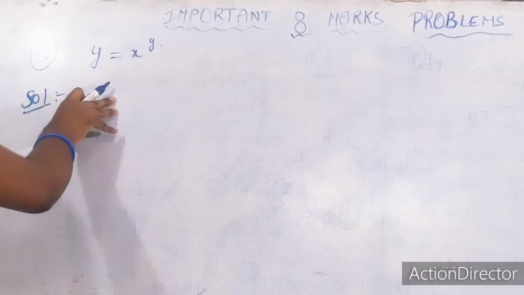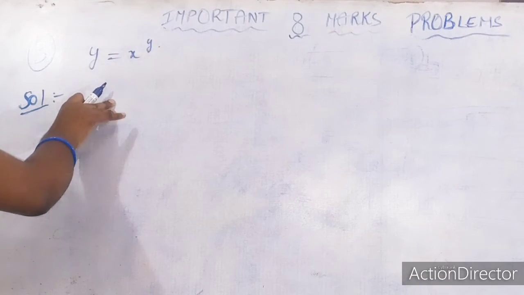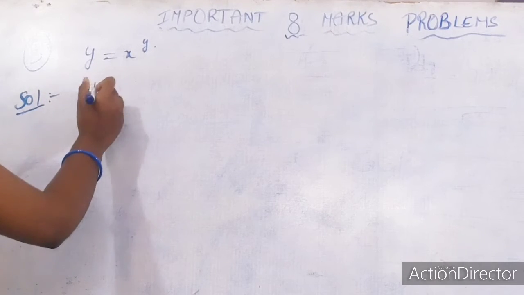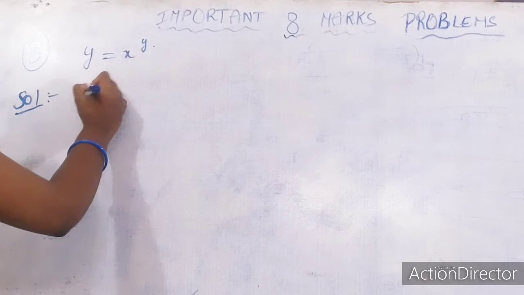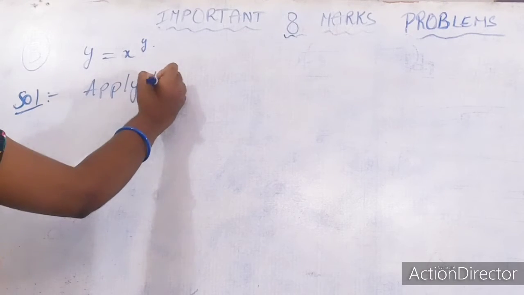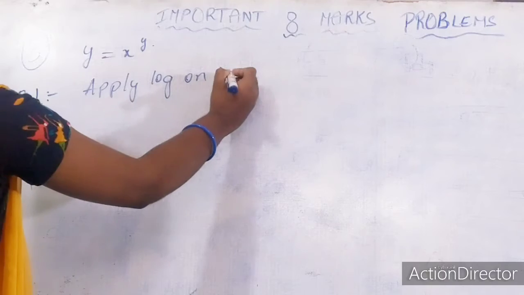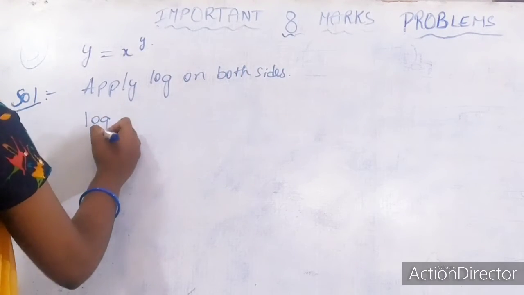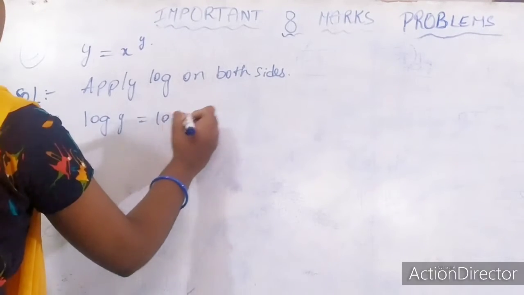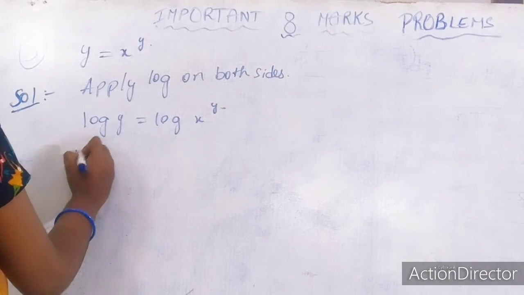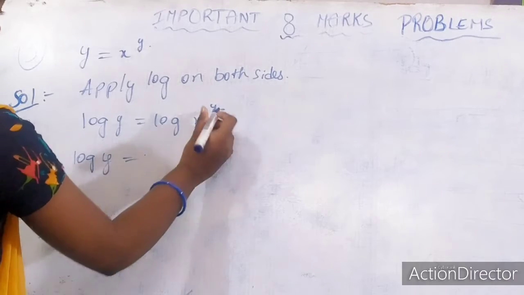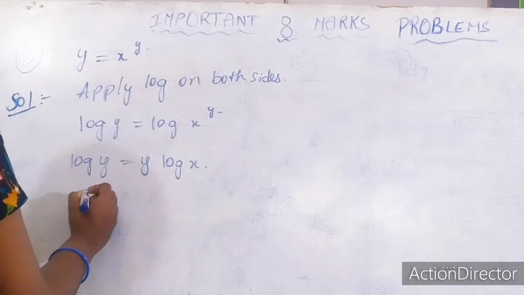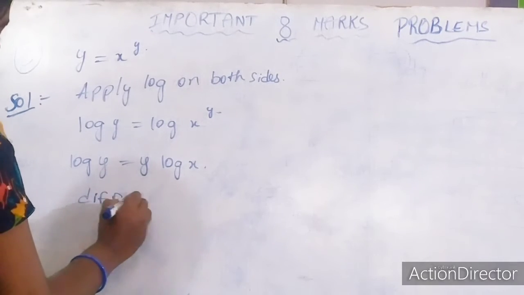Now next one, find the derivative of the following function y is equal to x to the power of y. So first we will apply log on both sides. So log y is equal to log of x to the power of y. Log y is equal to, this y will come in front, y log x. Now differentiate with respect to x.